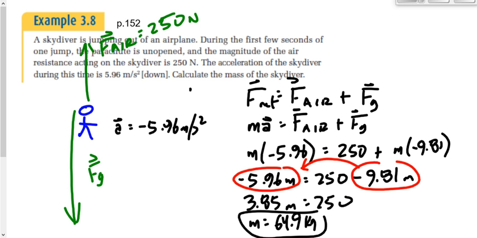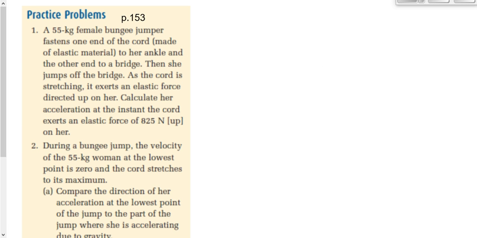All right, I'm going to leave you with a couple more questions to work on for a few minutes on page 153.